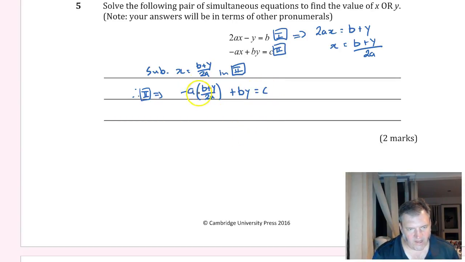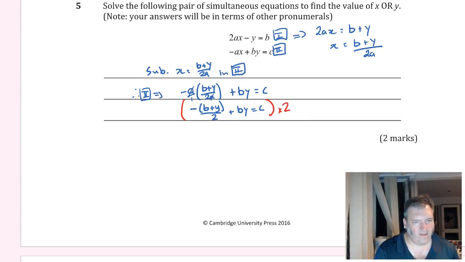Okay, well this is multiplication here, so that negative a, which is over 1, that a can cancel with that. So I've actually got negative b plus y over 2 plus b times y equals c. Well, we've already talked about not being good with fractions. Let's multiply by 2 to get rid of all those fractions. Let's go ahead and do that. Okay, so the first bit there is just going to be negative b plus y. It's still in brackets. I haven't got rid of that yet, so let's leave that. Plus 2 times by equals 2c.